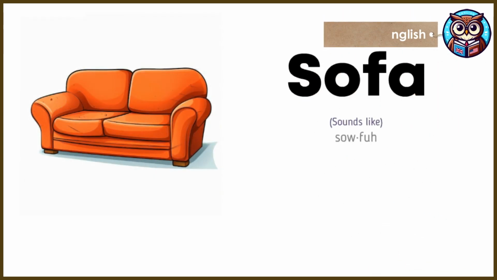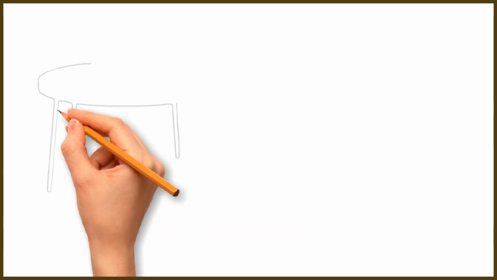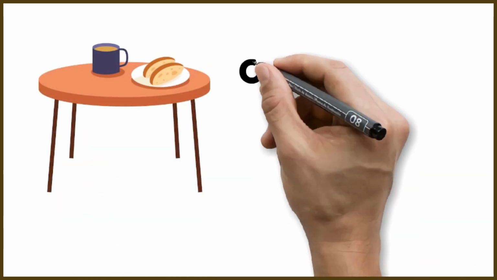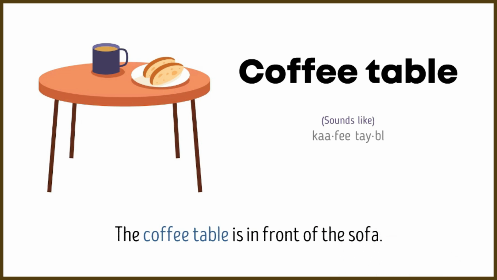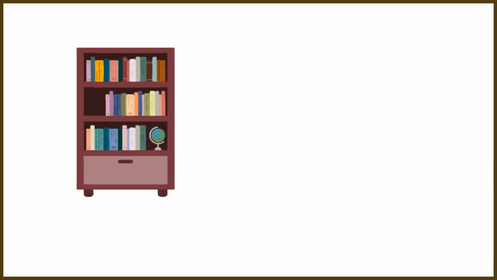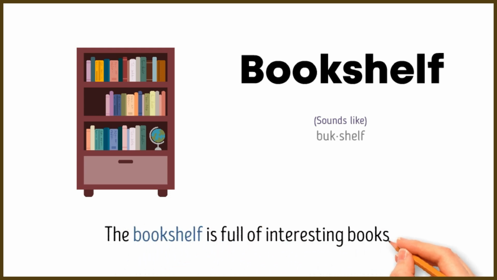Sofa. They sit on the sofa to relax. Coffee table. The coffee table is in front of the sofa. Bookshelf. The bookshelf is full of interesting books.